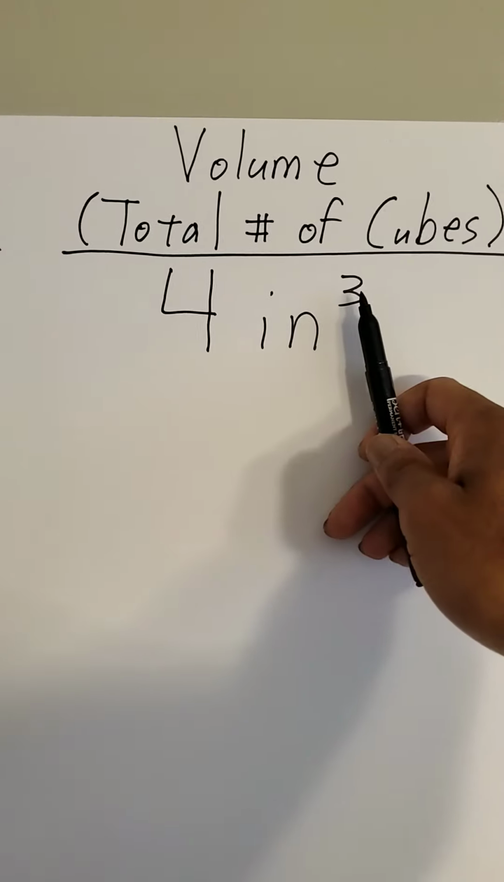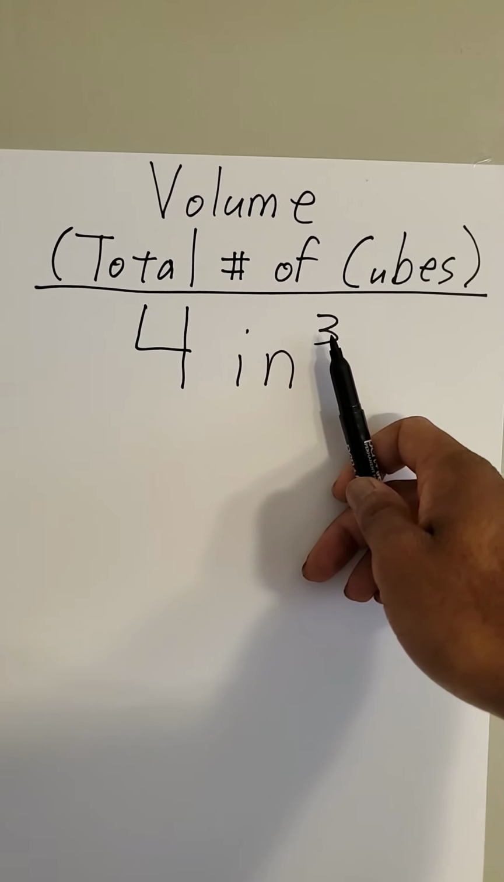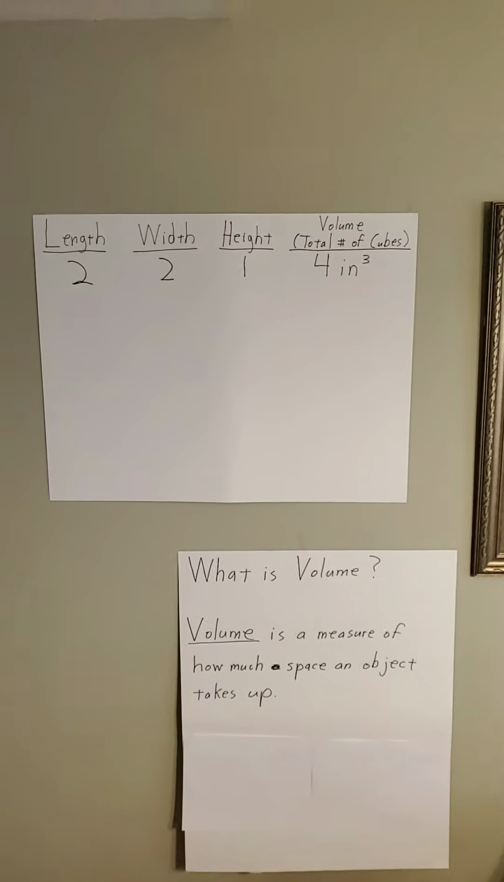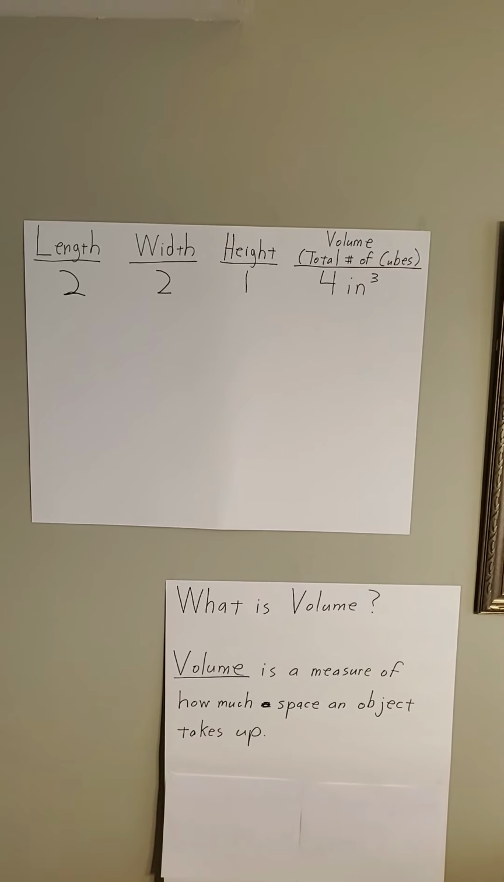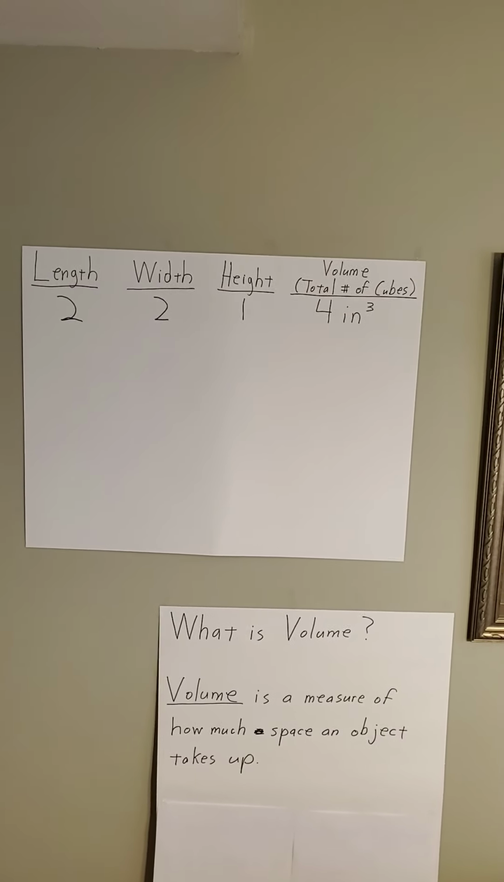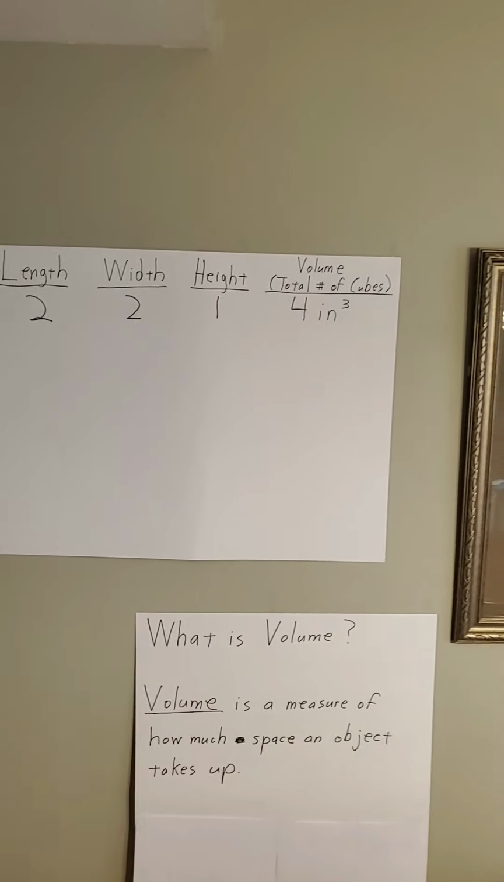So this 3 here lets us know that we're measuring the volume. Once again, we're measuring in cubic inches. So if the length of the house is 2 inches long, 2 inches wide, and 1 inch high, that means that the size of our house is 4 cubic inches.